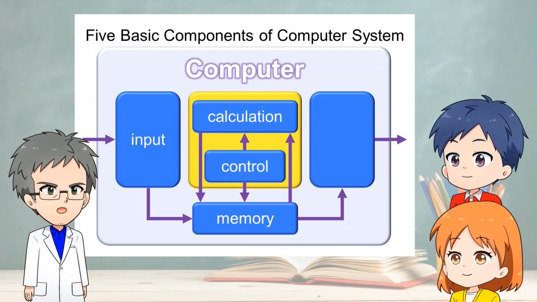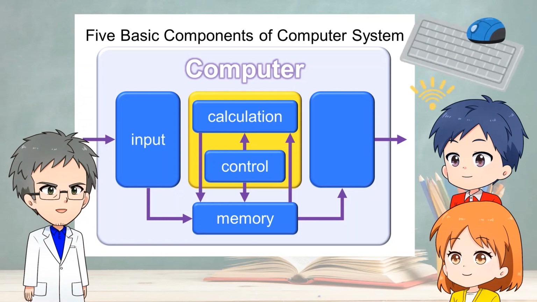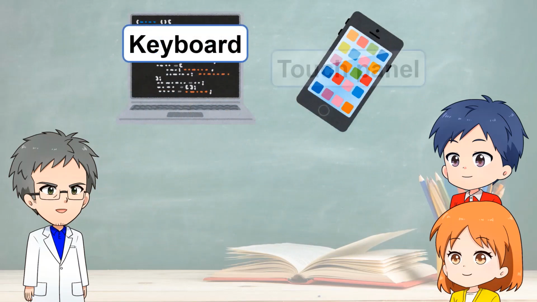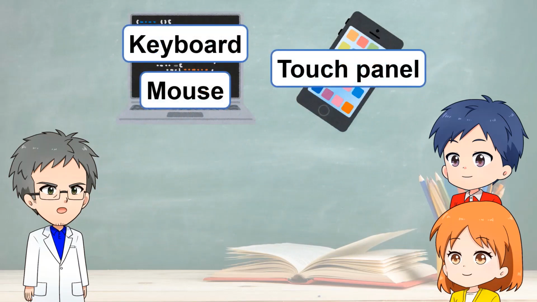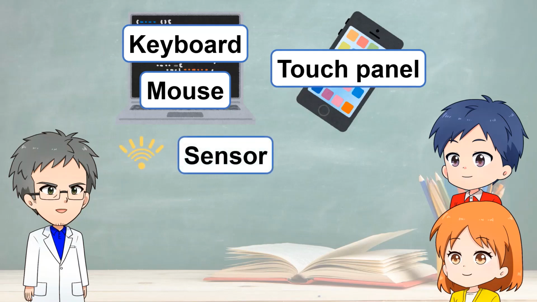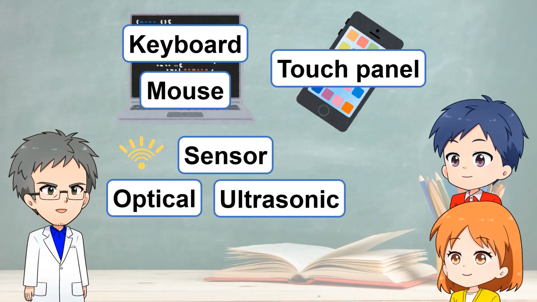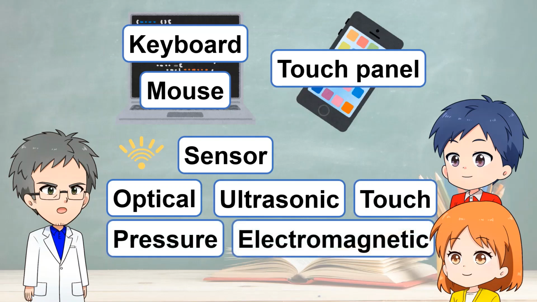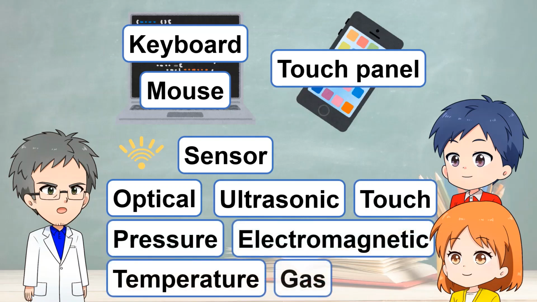Next, let's talk about input. Types of input devices include the keyboard, mouse, and sensors. With a personal computer or smartphone, most information is input with a keyboard, touch panel, or mouse. In a regular machine, though, the sensor is the key input device. There are various sensors, such as optical sensors and ultrasonic sensors used with robots. Other types include touch sensors, pressure sensors, electromagnetic sensors, temperature sensors, and gas sensors.